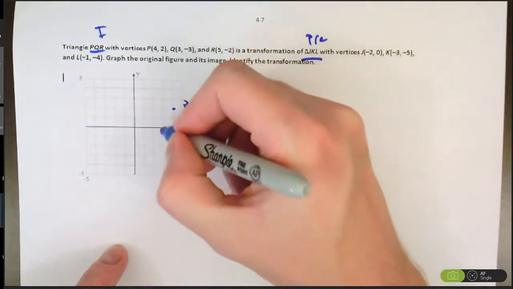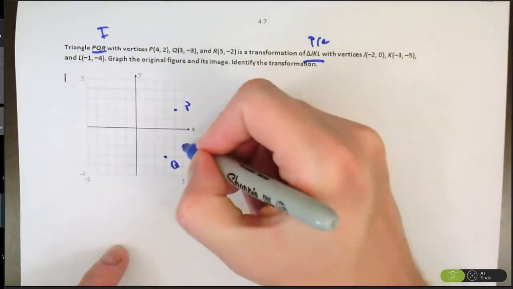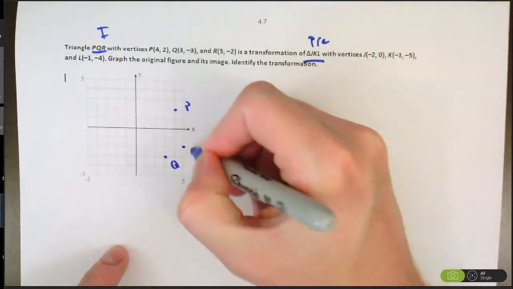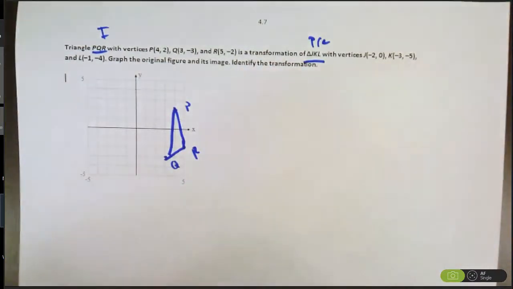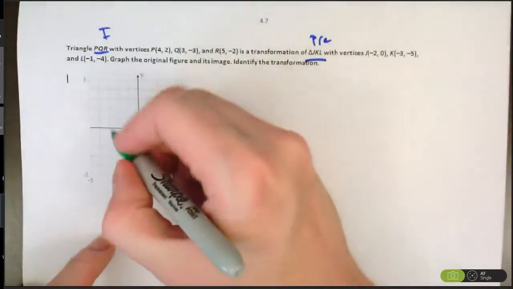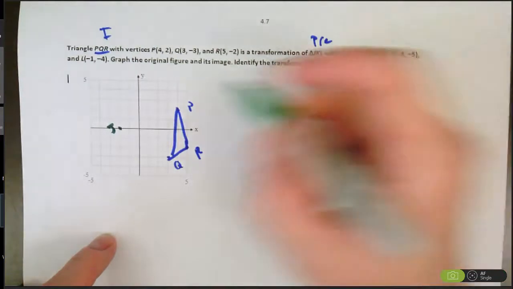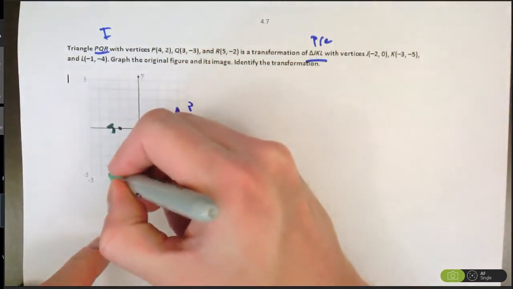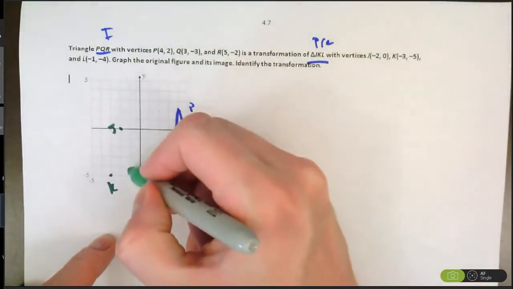Okay, so P was at (4, 2). Q was at (3, -3). And R was at (5, -2). And then the original figure, I'll do it in green, was at (-2, 0), (-3, -5), and then (-1, -4).